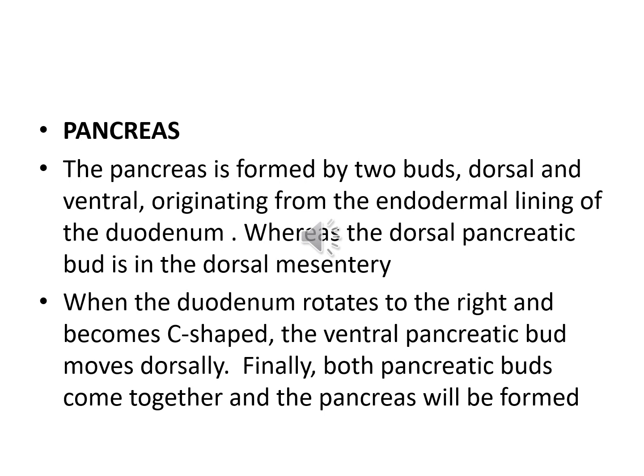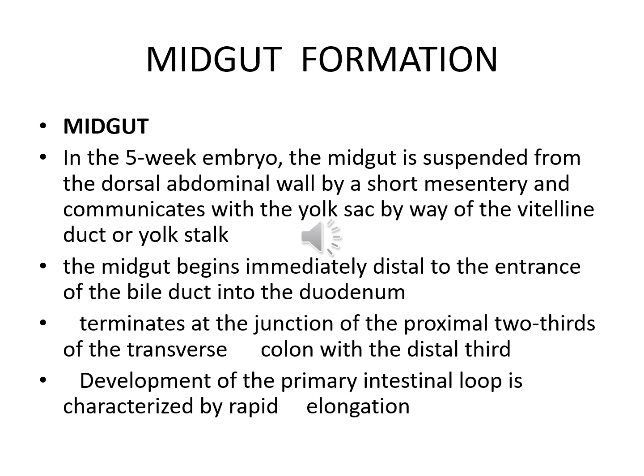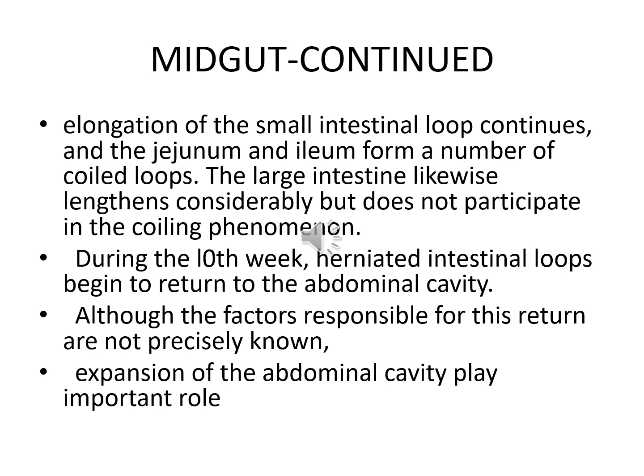We said before, the midgut is the area of the gut from the entrance of the bile duct to the area of the junction of the proximal two-thirds of the transverse colon with the distal third. This area is the midgut, which is connected to the yolk sac by the vitelline duct, and the development of the intestinal loops is characterized by rapid proliferation and elongation. Because the space of the abdominal cavity of the embryo is very limited, this rapid elongation with proliferation is associated with a phenomenon of coiling. So the space is limited.